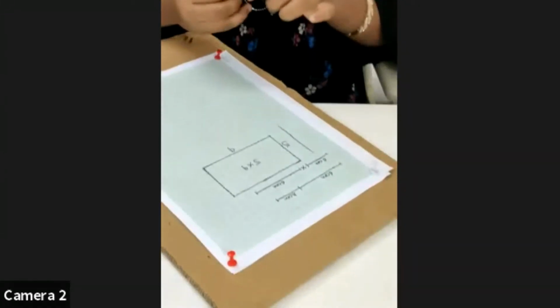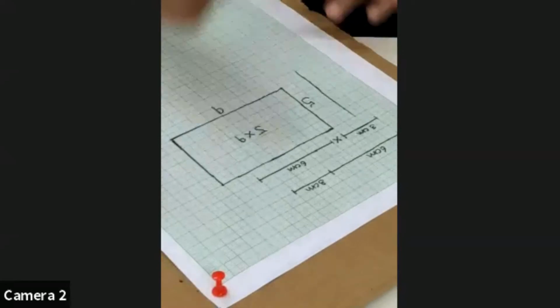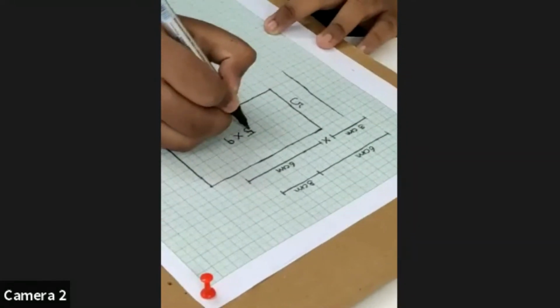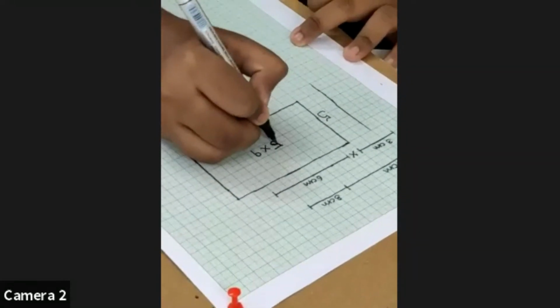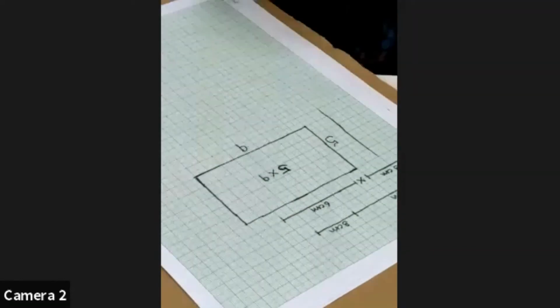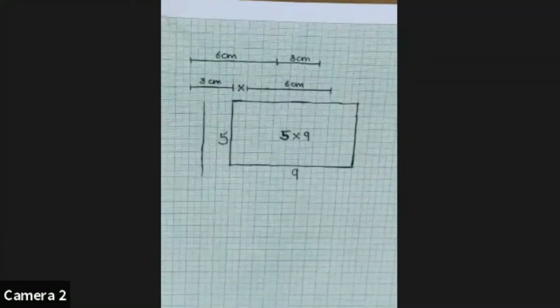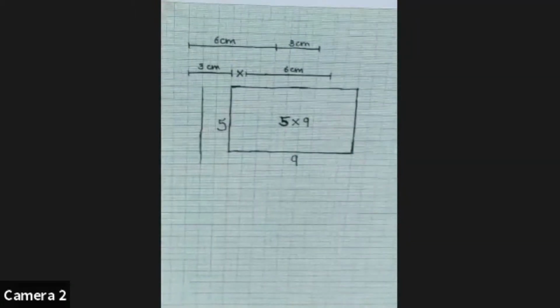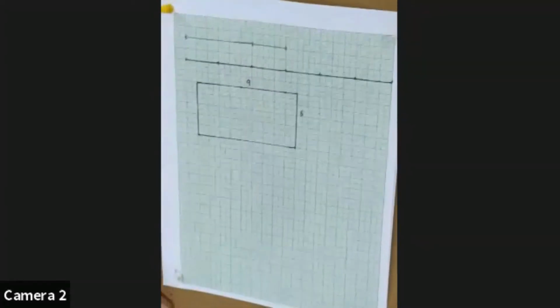So all the participants, on your graph paper, draw 5 into 9. 5 times 9. 5 centimeters multiplied by 9 centimeters. And Jnanjyoti has shown what she has done. Nandita, can you show what you have done? Right. So I have not drawn it because now we are all on the same page. We are all doing the same thing.